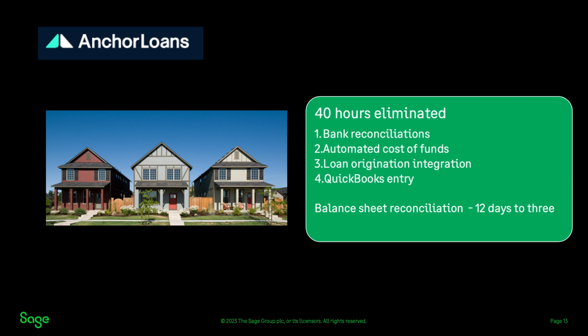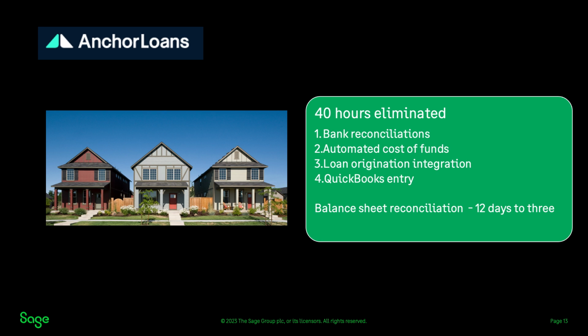Upgrading to Sage Intacct, Anchor eliminated around 16 hours a month of manual bank reconciliations that had been done in Excel. Plus, it made it easy for accountants to spot reconciliation discrepancies and drill down into details for resolution. Thompson's team saved another 16 hours a month by automatically calculating the cost of funds across 7 financing vehicles. Integration with loan origination software eliminates another 8 hours a month of manually entered origination data into QuickBooks, all while improving accuracy.